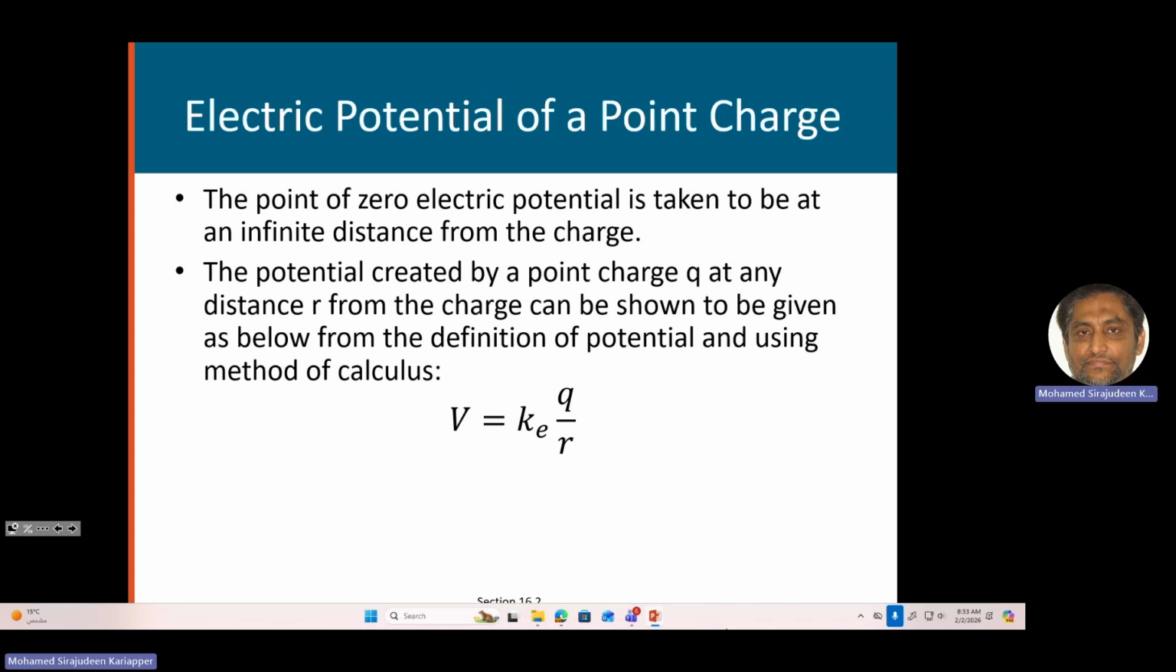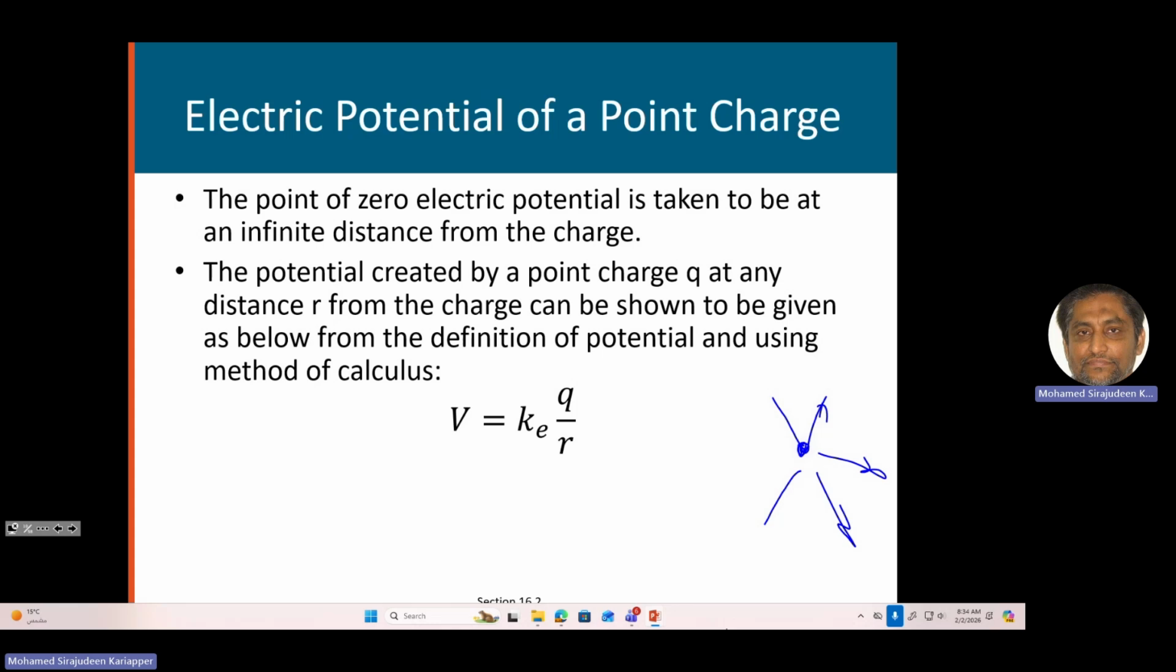Now we come to get an expression for a non-uniform electric field. If you have a point charge, the electric field is not the same. As you go away from this point charge, the electric field decreases, so it is not a uniform electric field. By taking the zero potential at infinity, because the electric field at infinity is going to be zero, we take the potential to be zero at infinity.